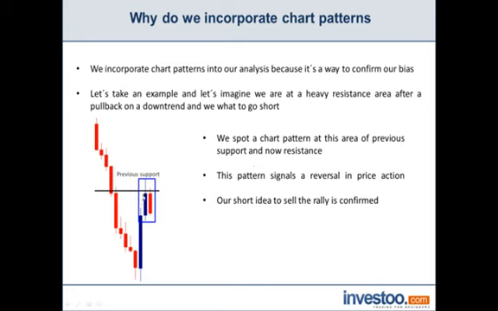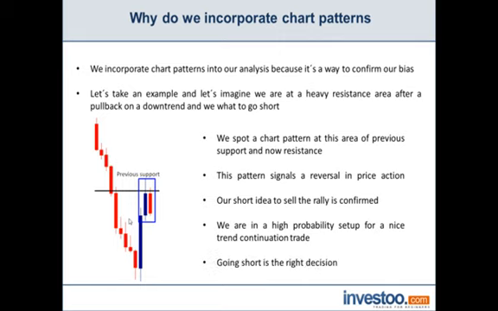So when we go here and we have a rejection of this previous area of support as resistance, and we get a chart pattern that signals a reversal in price action, we have a confirmation of our short trade idea. And we are in a high probability setup for a nice trend continuation trade. So everything points out that going short is the right decision to make here. And this is how we're going to incorporate chart patterns into our trading decision.